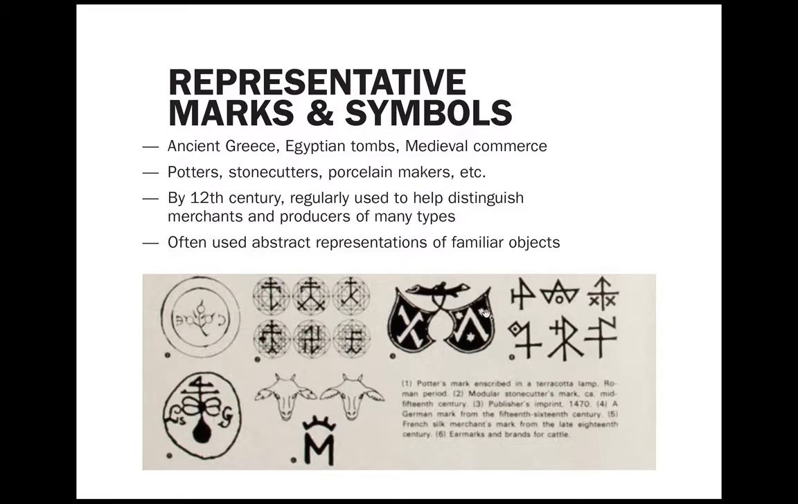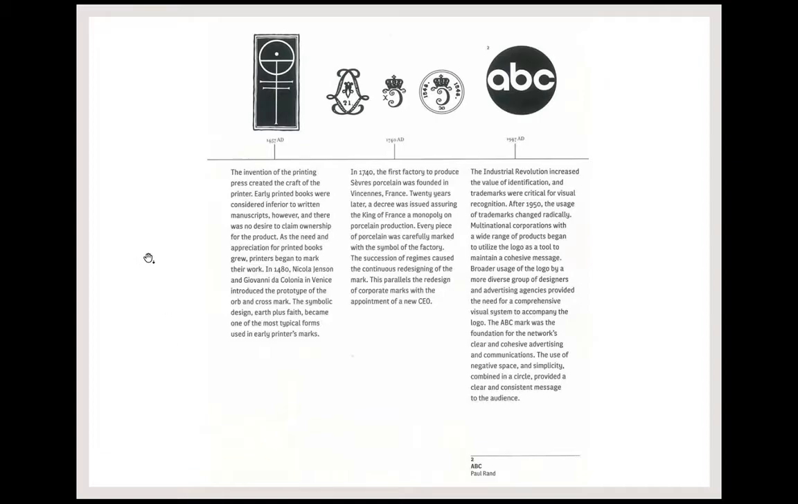And again, here are some other options. These German marks from the 15th, 16th century, a French silk merchant's mark from the late 18th century, etc. Again, here just some more examples. You see as far back as 1457, as we mentioned with the invention of the printing press, you had to set publishers apart from each other, and so printers would also have their own marks, and they would basically use those to represent their printing company.